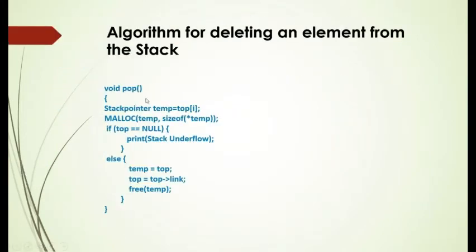You can see in this algorithm we would create a temporary node and assign memory to it dynamically. If top is empty, we would throw a stack underflow error. If not, we would assign the top to it. Now we will link the temporary node to the top and free the temporary variable. So now the second element would become the new top of the stack, deleting the first one.